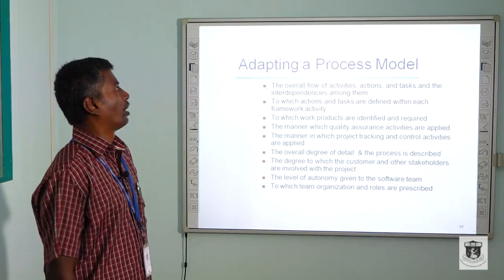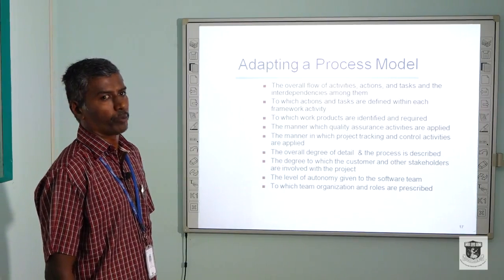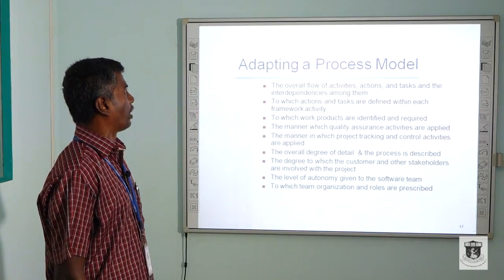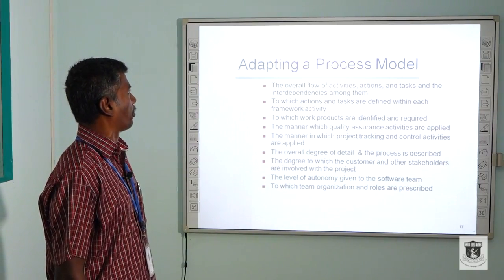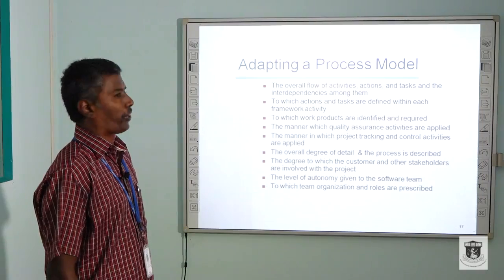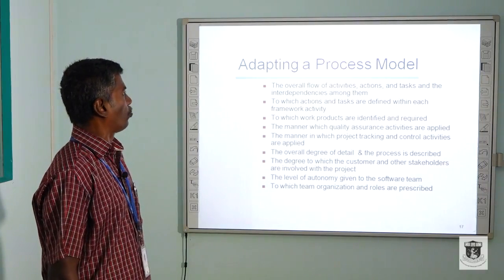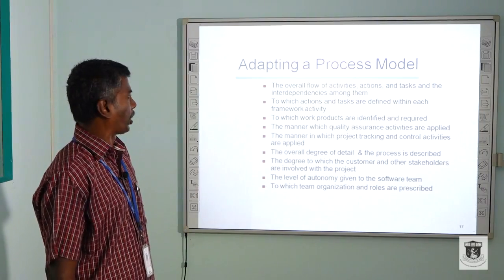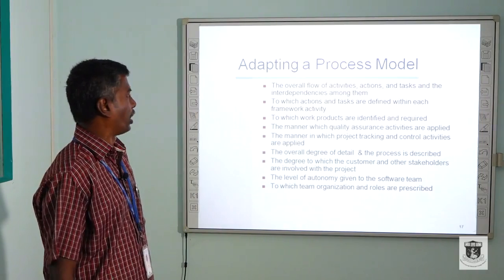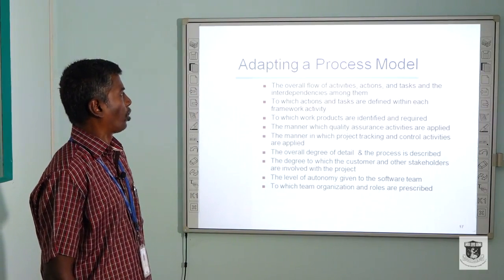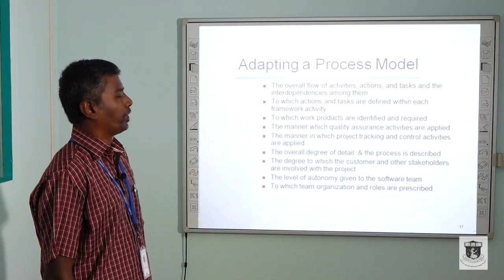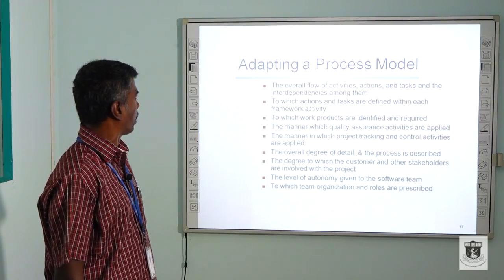This is adopting a process model. So how do we adopt a process model for software engineering? The overall flow of activities, actions and tasks and the interdependence among them; which actions and tasks are defined for each framework activity; which work products are identified and required; the manner in which quality assurance activities are applied; the manner in which project tracking and control activities are applied; the overall degree of detail and rigor of the process is described in this model.